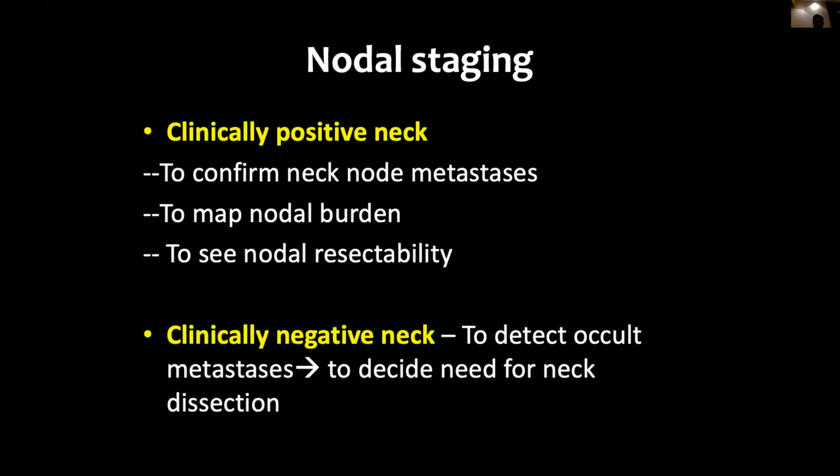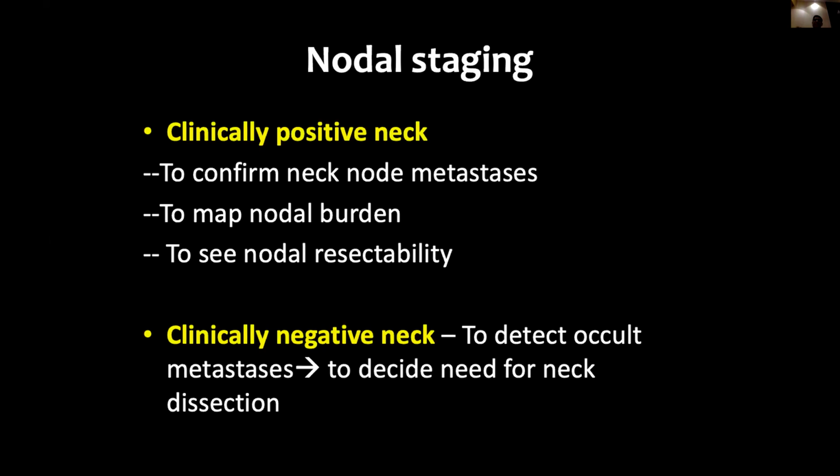You have a positive neck where the clinician has palpated the nodes and they are present. The role of imaging is to assess how much is the nodal burden and whether the nodes are resectable or not. What is the angle of contact with the IJV? Is the IJV thrombosed? Is the carotid involved? These are important criteria when you are dealing with a clinically positive neck.